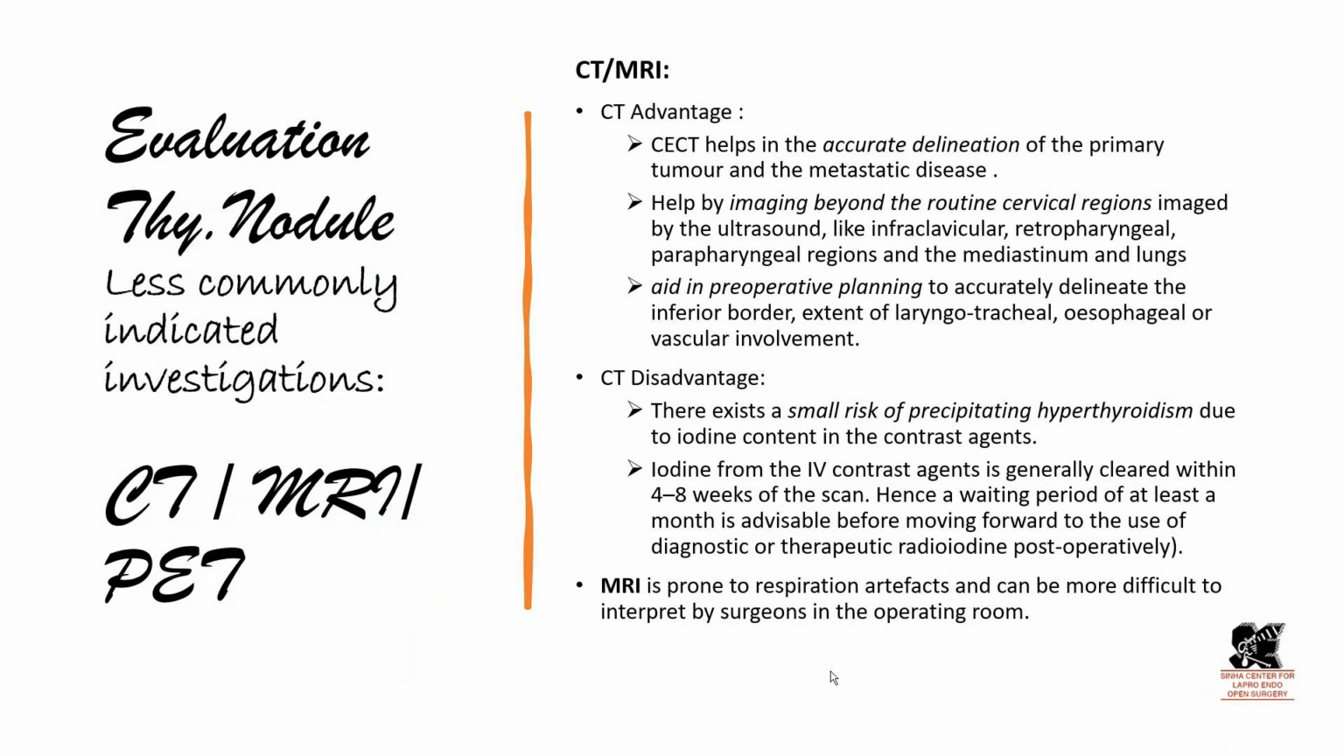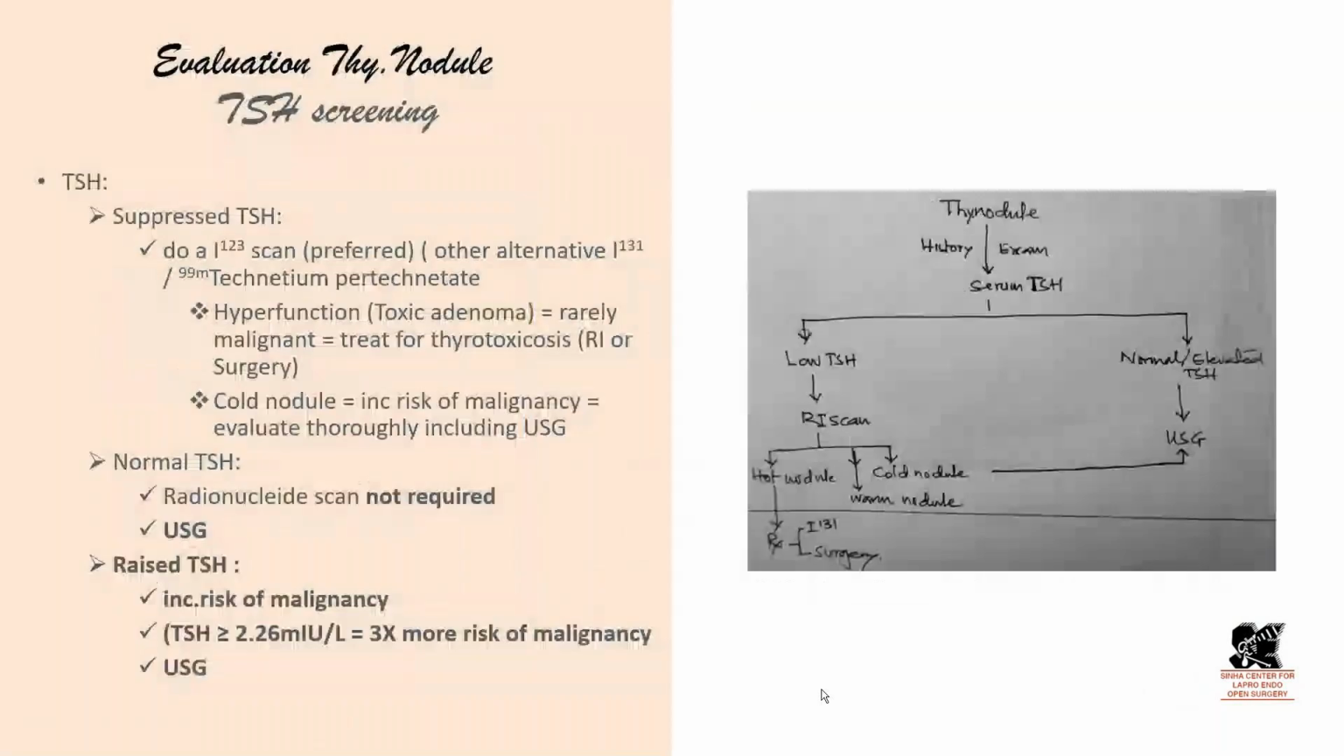The disadvantage of CT is that there is a small risk of precipitating hyperthyroidism. Why? Because of the iodine content in the contrast, because this is a CECT. So when you're doing a CECT, the iodine contrast is used, and that may precipitate hyperthyroidism. That's one. And number two, if you have done this CECT with iodine, then you have to wait for 4 to 8 weeks if you're planning any kind of radionuclide therapeutics in that particular patient. MRI is not so good. Why? It is prone to respiration artifacts and can be more difficult to interpret, and that's why the baseline is doing a CECT scan for advanced diseases.